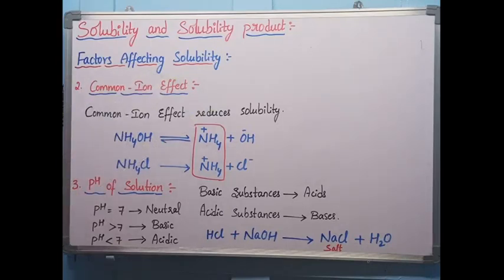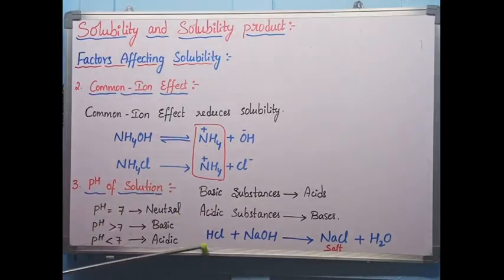So next, let us see the third factor, that is the pH of the solution. We know when pH is 7, we say that the solution is neutral. When pH is greater than 7, we say it is a basic solution. When pH is less than 7, we say it is an acidic solution. So we are determining the nature of a solution based on pH. Basic substances always dissolve in acids. Acids always dissolve in bases.